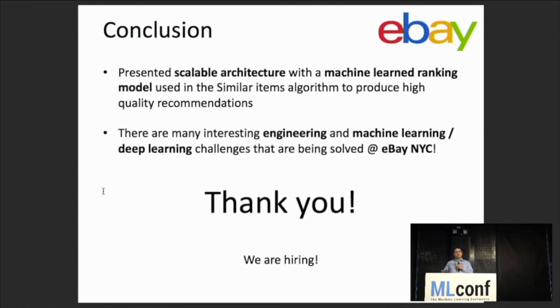So what I talked about: I described some of the challenges that eBay had, the scale and the type of data that we have, and how we address that to generate meaningful recommendations. I talked in detail about one approach, the machine learning ranking model for similar item recommendations, and how we made a scalable architecture to address that problem. Overall, I just wanted to give you a taste of some of the work that we do at eBay, what the engineering looks like, what the machine learning and deep learning challenges are, and how we actually address them in our office down the street.